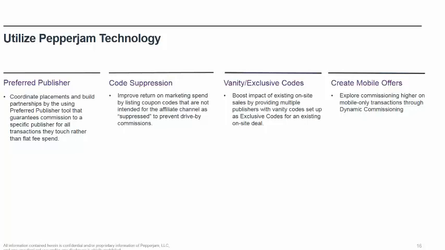It's a good idea to always communicate which codes are available for publishers to use so that they're using the right codes when they're promoting the program. This way you're not paying out twice for codes that weren't made for the affiliate channel.